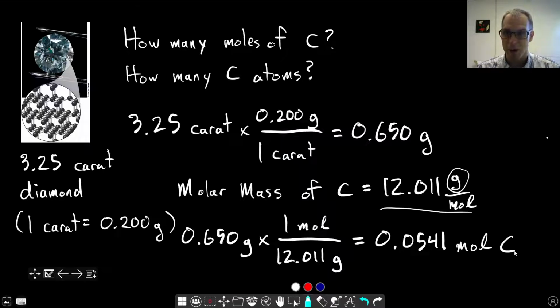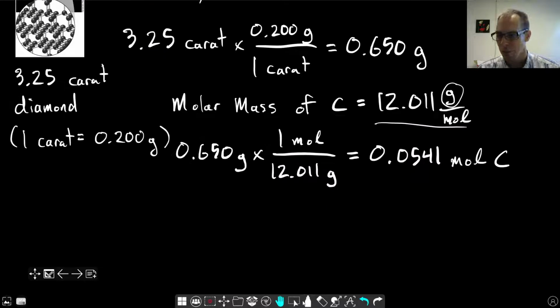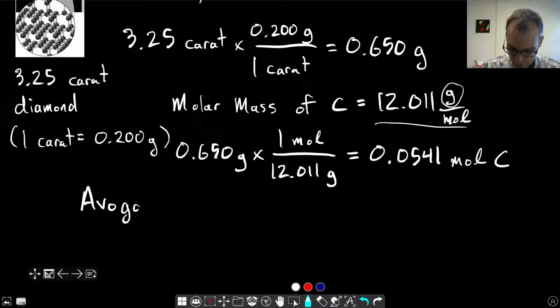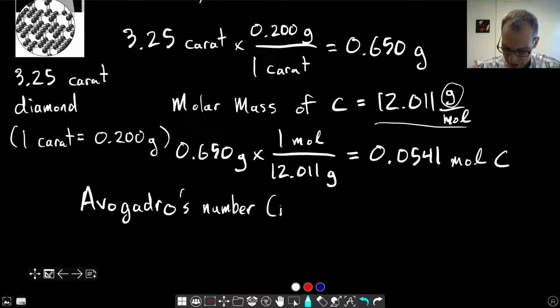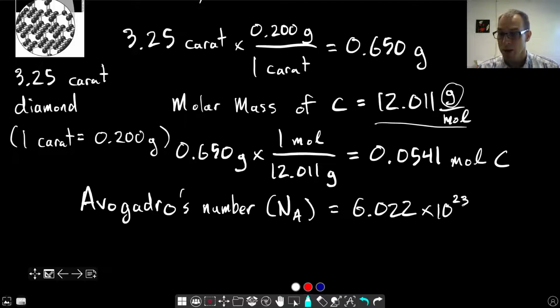Now, how many atoms does that correspond to? So that's the next question that we can answer. And here we're going to need to use the number of particles that's in a mole. And one thing I forgot to mention, this has a specific name. This is known as Avogadro's number. Amedeo Avogadro was an Italian scientist who pioneered the idea of a mole. So Avogadro's number is often written as capital N lowercase a like this. And just as a reminder, it is 6.022 times 10 to the 23rd. So we're going to need this to go from moles to number of atoms.